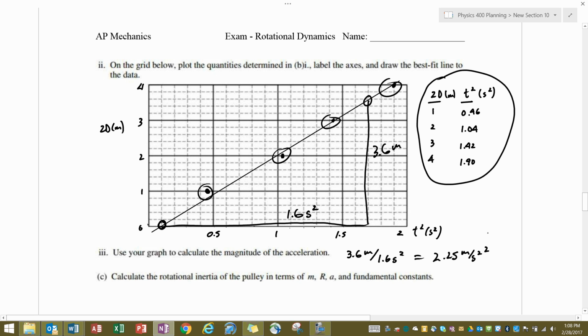Meters per second squared. Now, when I did this a previous time, I got an acceleration of 2. There is a margin of error that AP accepts around this because they know everybody's going to draw their best fit lines a little bit different.